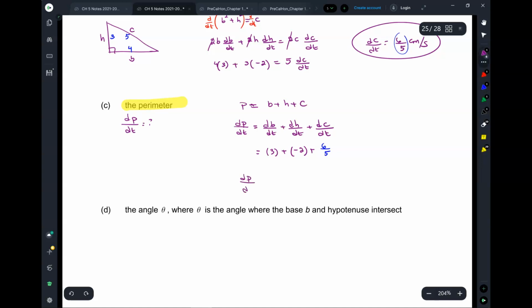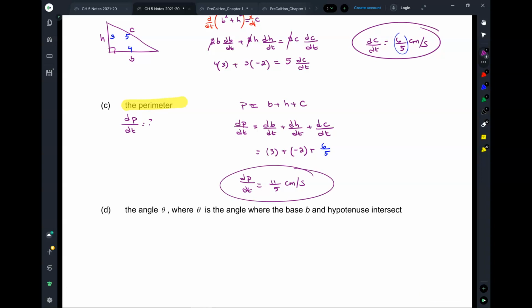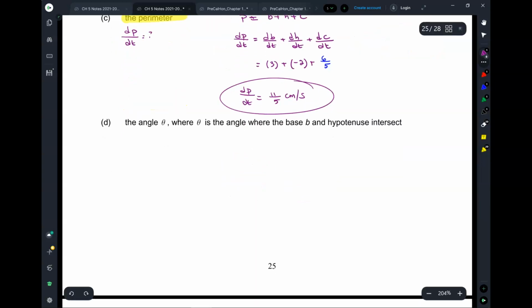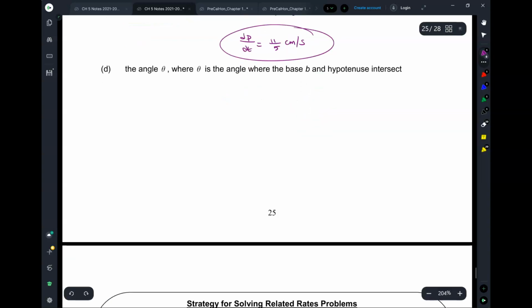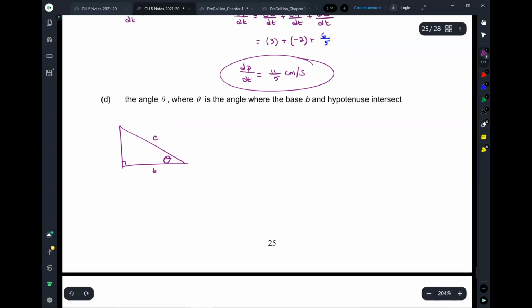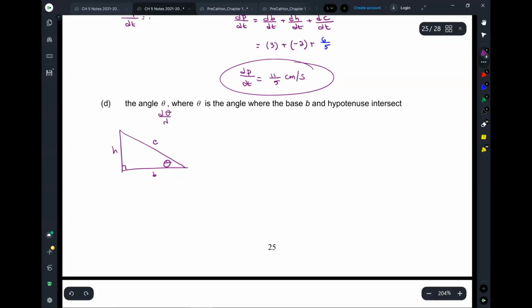So dP/dt is 11/5 centimeters per second. All right. Lastly, now we want the rate of change of the angle theta, where theta is the angle where the base and the hypotenuse intersect. Okay, now I need to draw that again. Here is the base, here is the hypotenuse. They intersect right here, that's my theta. And I want d theta/dt.